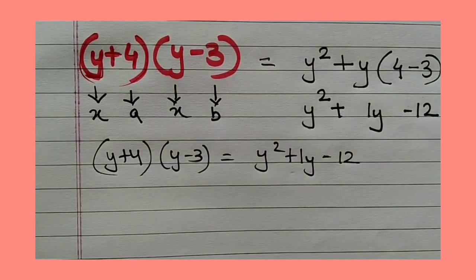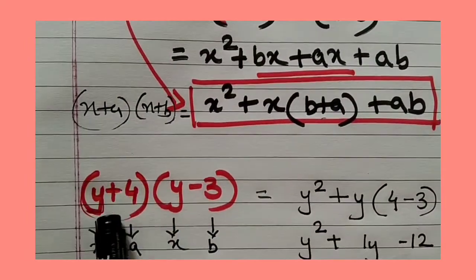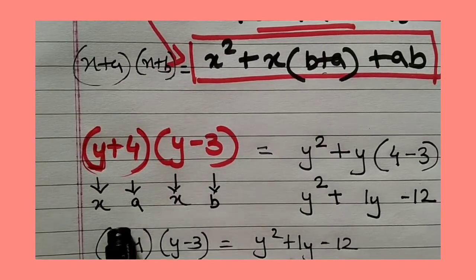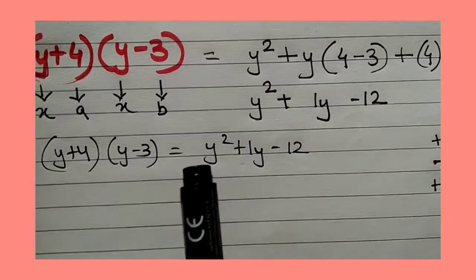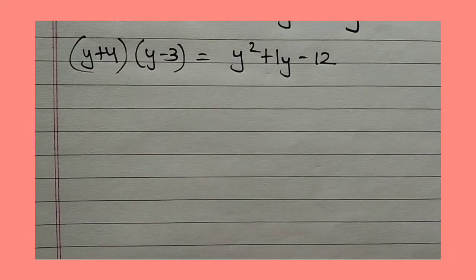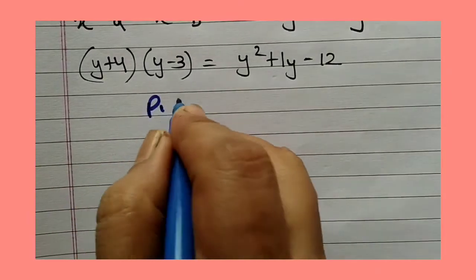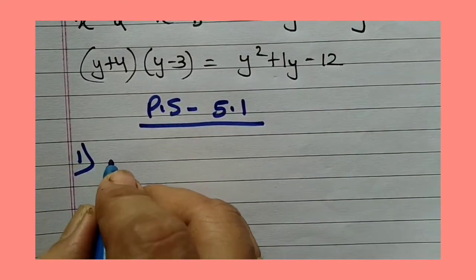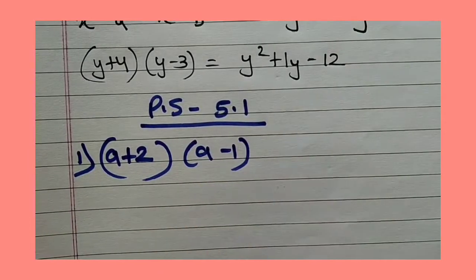Okay. So we have seen one sum where both numbers were positive. Here they are negative. So remember, when you are taking this, write down what you are substituting, and then substitute over here. Each time write the formula also. We'll take one sum from the exercise now. Let us take the first sum from practice set 5.1. First sum we will do, that is a plus 2 into a minus 1.